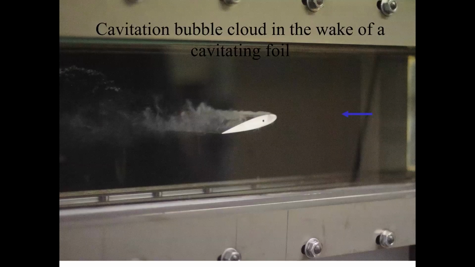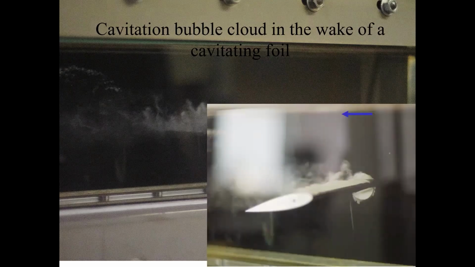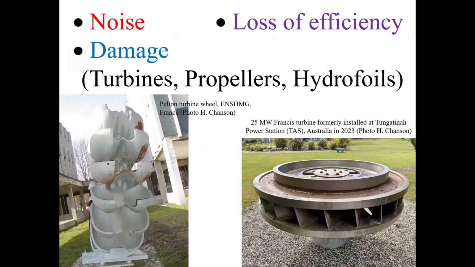This photograph illustrates a cavitating foil with the flow from the right to the left, and we see the advected cavitation bubbles. On this close-up, we see the formation of a cavitation bubble, a very rapid process, on the extrados of the foil. Cavitation is associated with noise, loss of efficiency, and damage to turbines, including hydroturbines, as illustrated on these two photographs, but also ship propellers and hydrofoils.